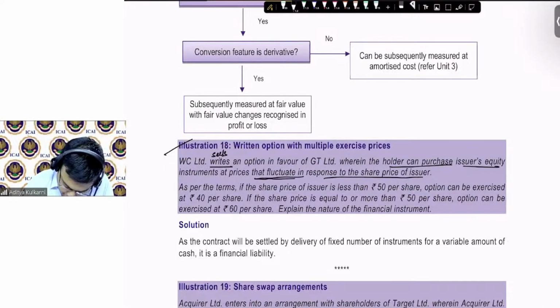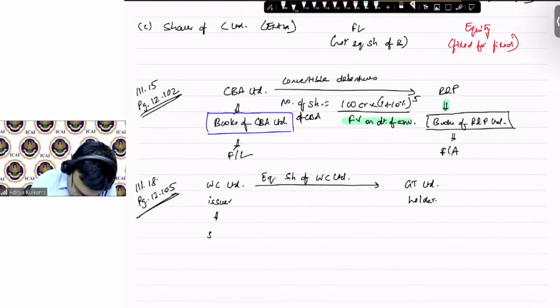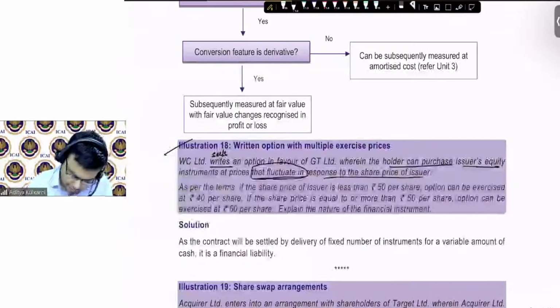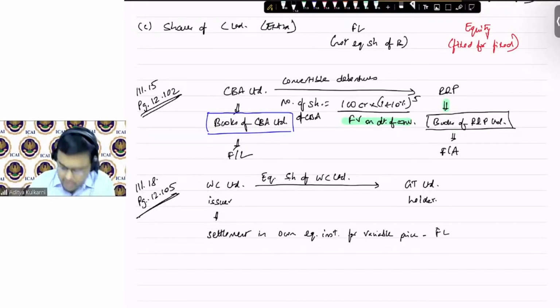That prices that fluctuate. So therefore, there is a fluctuation in the prices. So what is happening is essentially settlement in own equity instruments. But when can this be equity? If it is fixed for fixed. Is it fixed for fixed? No, the prices fluctuate. You can buy the shares according to the price fluctuations, is what is mentioned here, in own equity instruments for variable price. So if that is the case, what will it be? It will be a financial liability. Absolutely right, Kaushiki. Okay, it will be a financial liability.